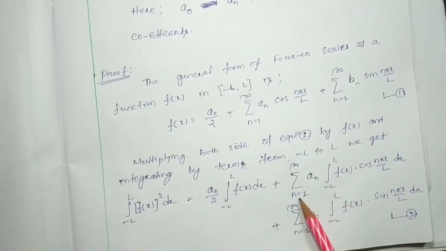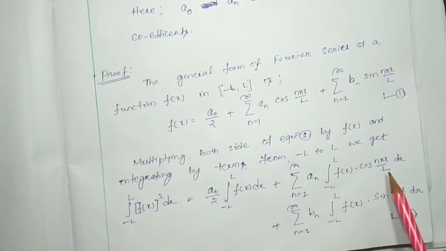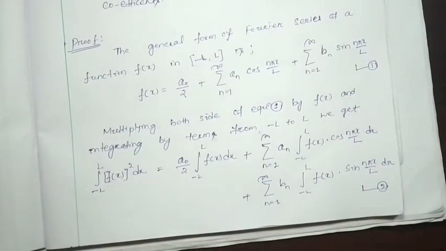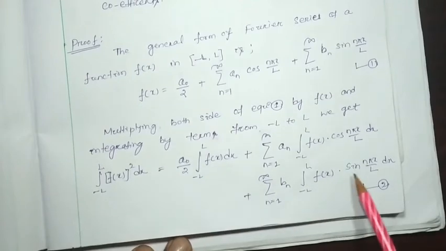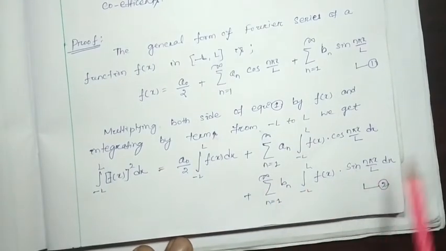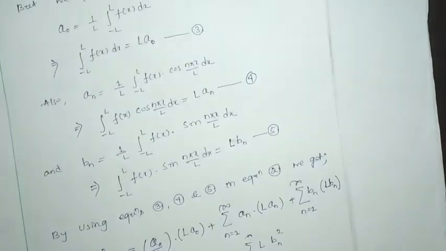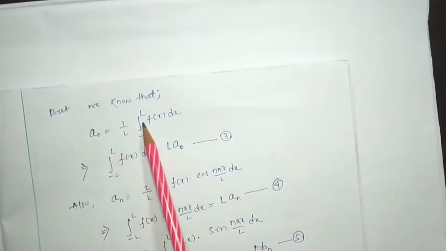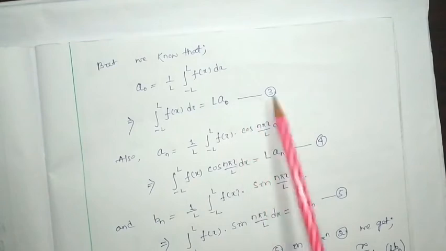So it will be summation over 1 to infinity an, integral from minus L to L of f(x) cos n pi x by L dx, and for this term we do the same thing, that is summation over 1 to infinity bn times the integral from minus L to L of f(x) sin n pi x by L dx. Let this be your equation number 2. Okay, now we know that a0 is equal to 1 by L times the integral from minus L to L of f(x) dx. So that implies the integral from minus L to L of f(x) dx will be L a0. Let it be equation number 3.